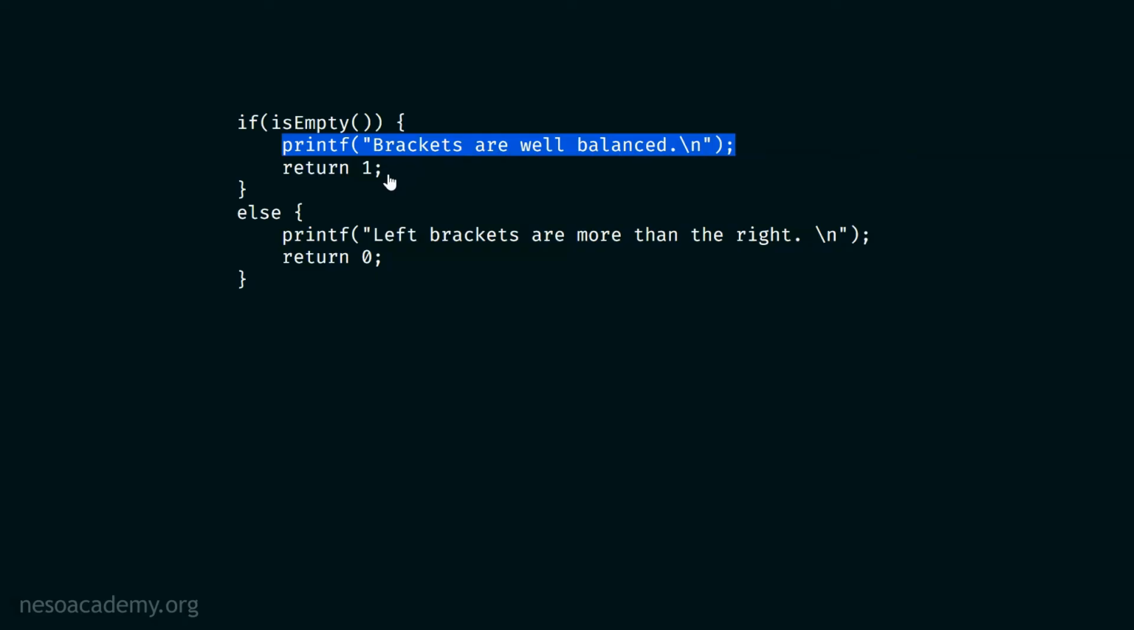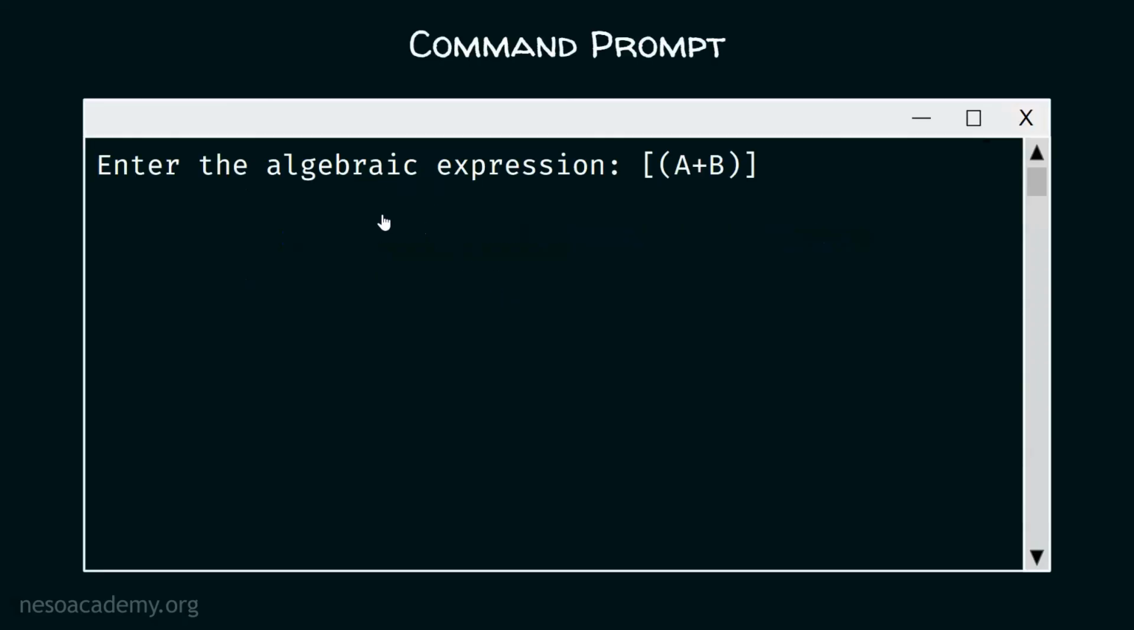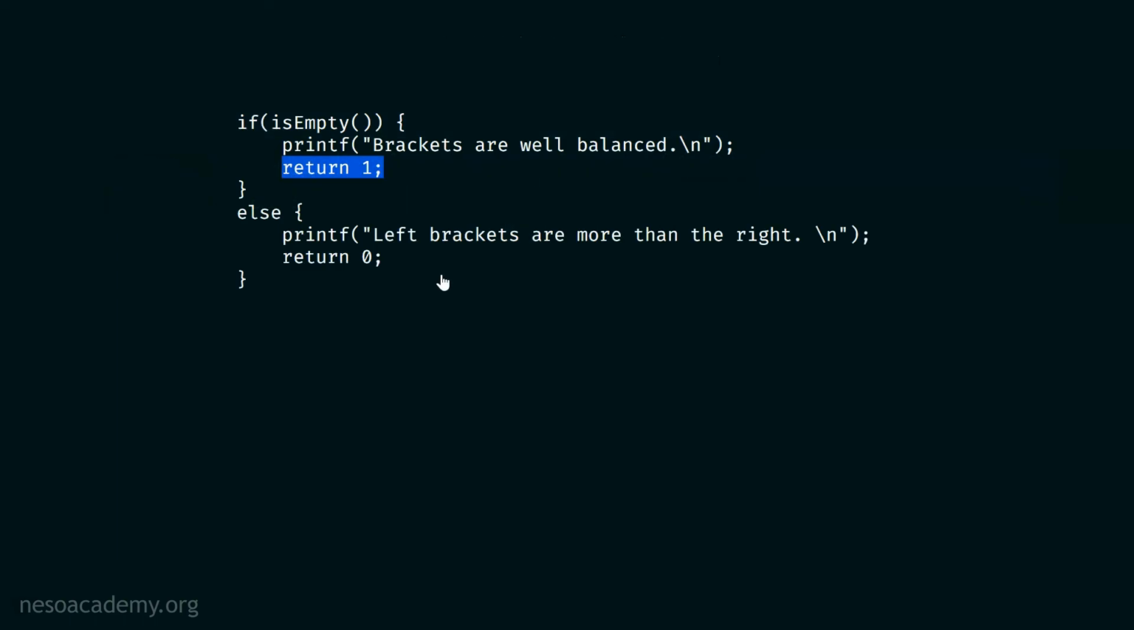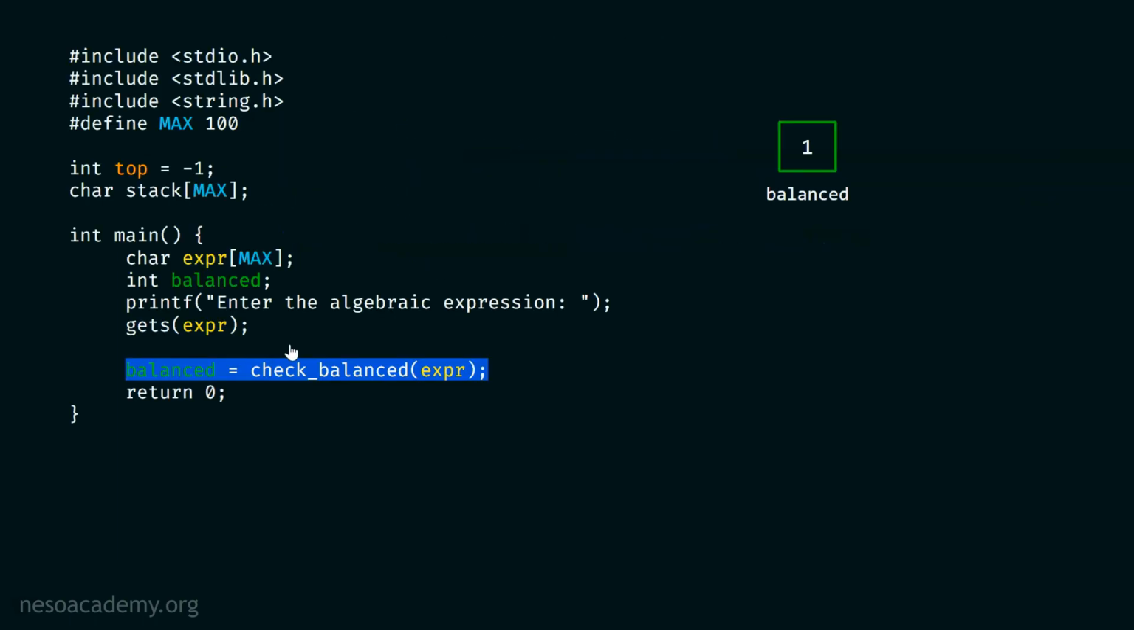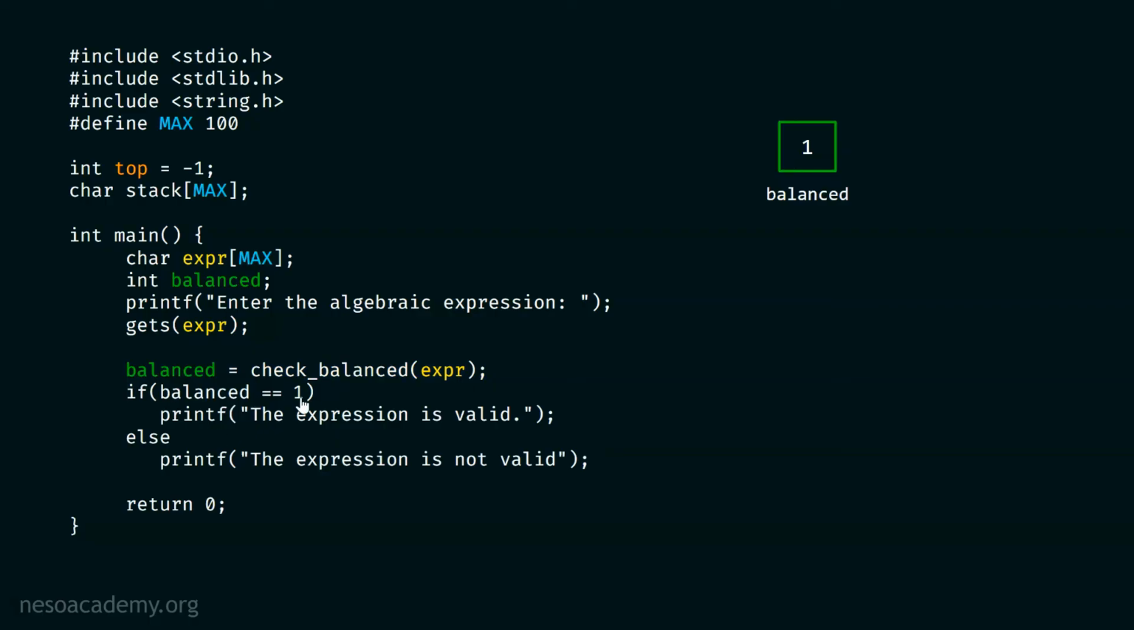the check balanced function, right? Of course, after this, we'll get this message, that is brackets are well balanced. We know that we must return 1 from the function, which means that the main function will receive 1. And this means that this balanced variable will receive 1. And now we will check this condition. If balanced is 1, then print the expression is valid. Otherwise, print the expression is not valid.